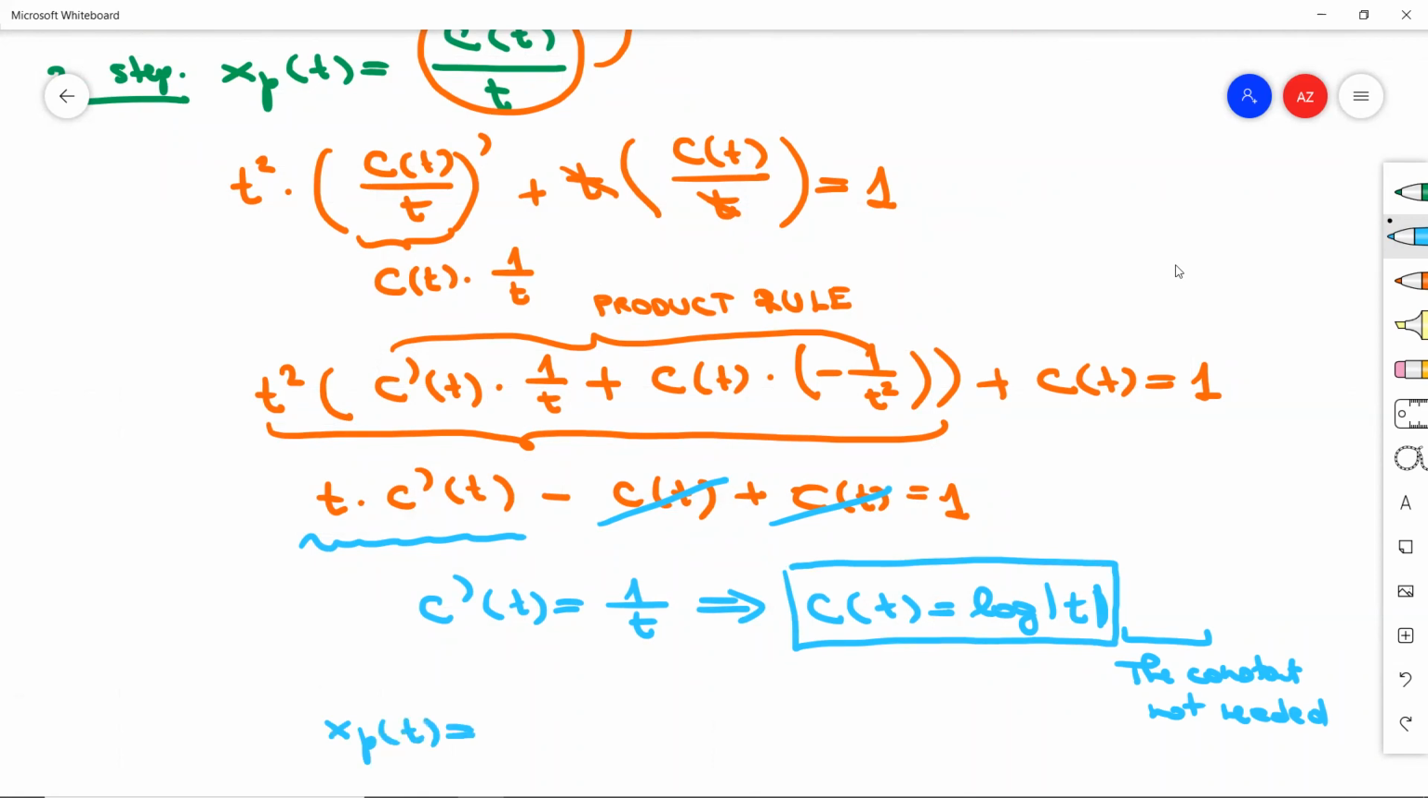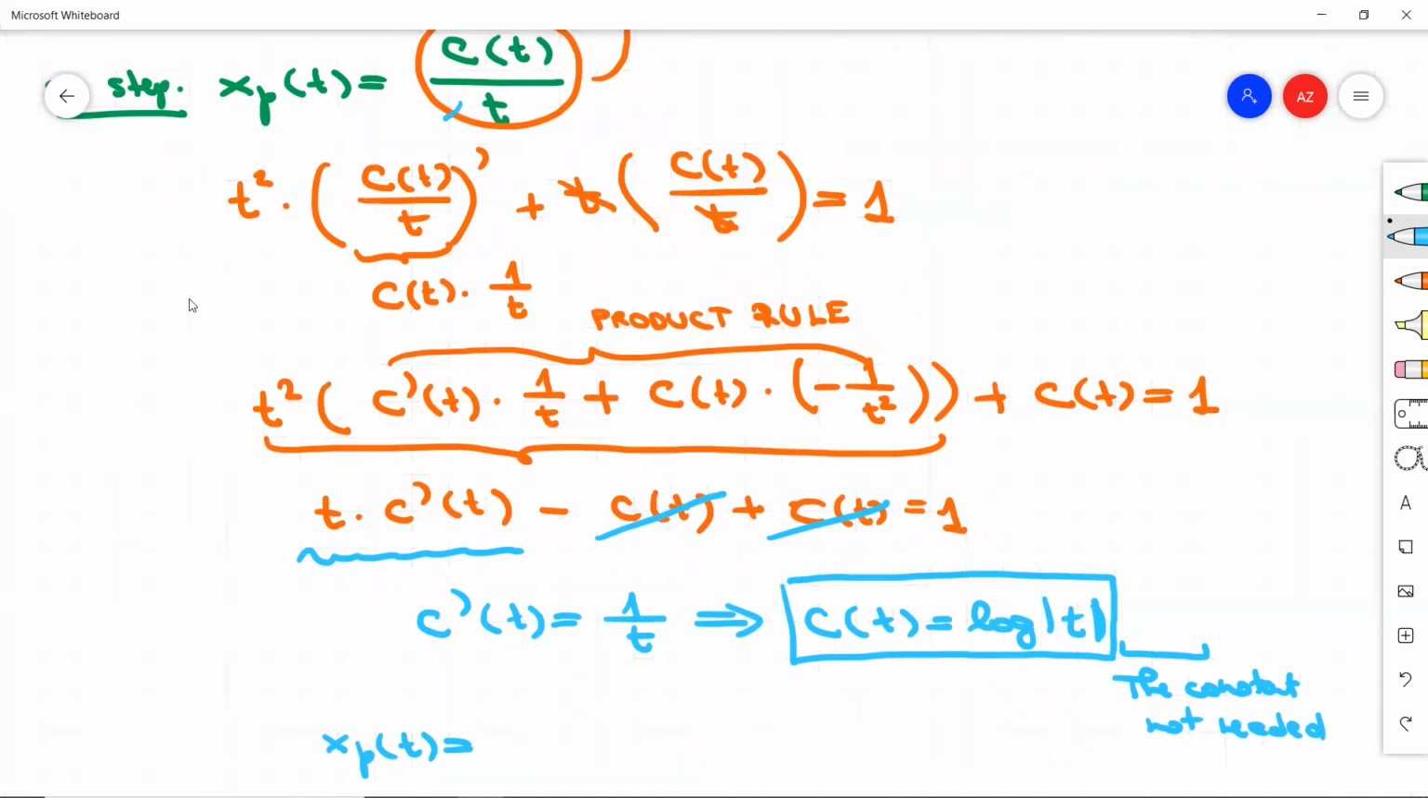So the particular solution is then, c of t, recall from above, is C of t over t. So this particular solution is logarithm of absolute value of t over t.